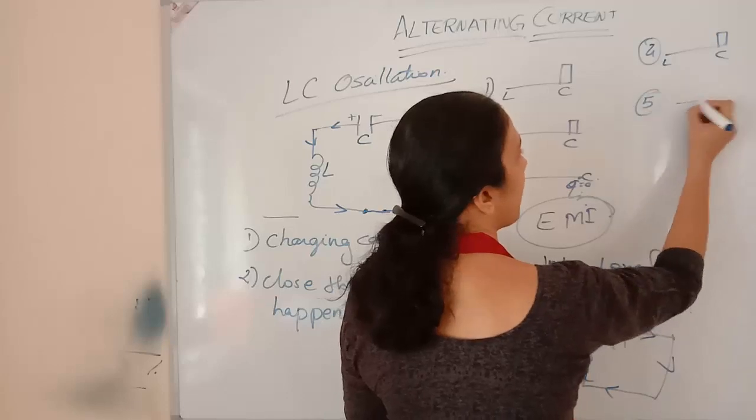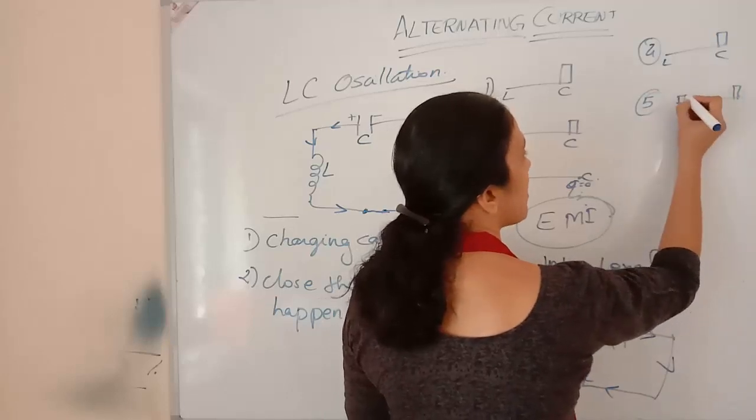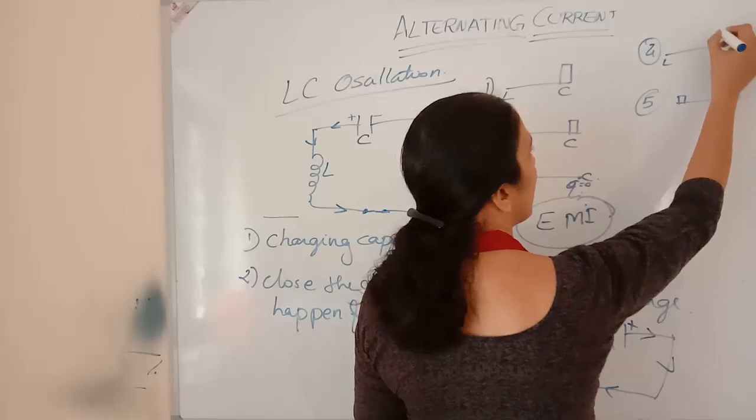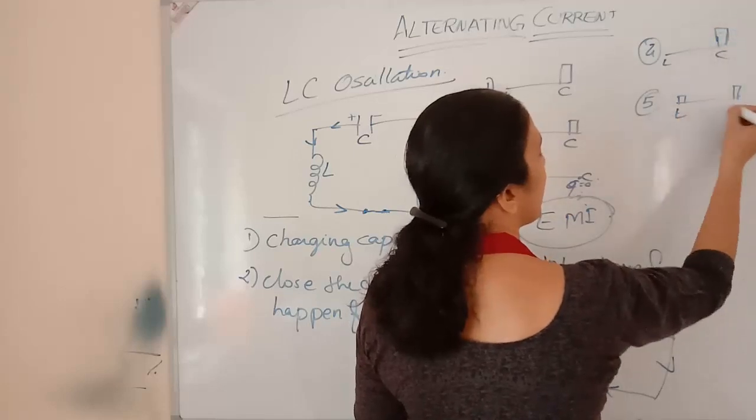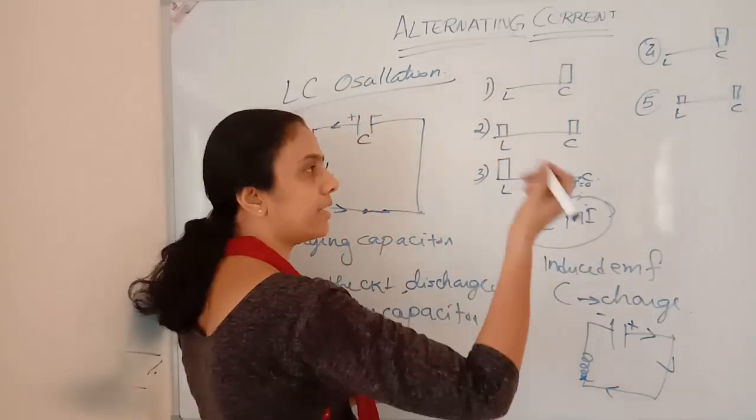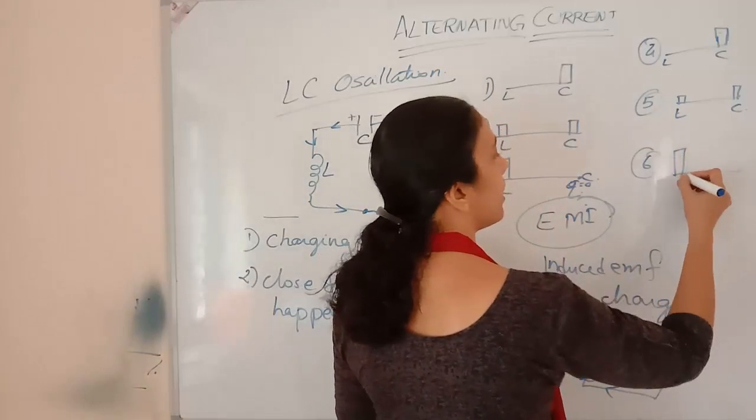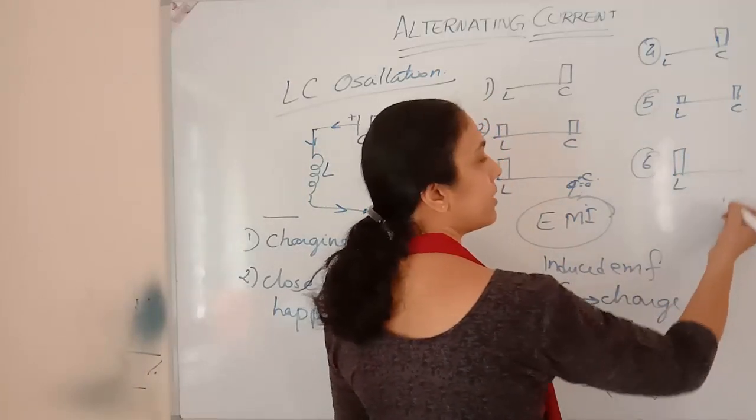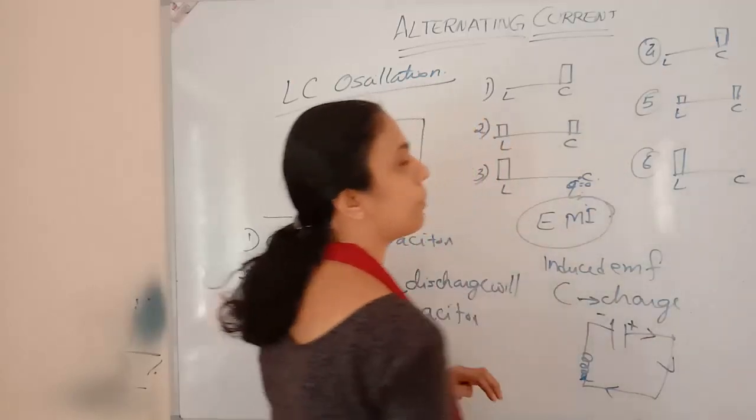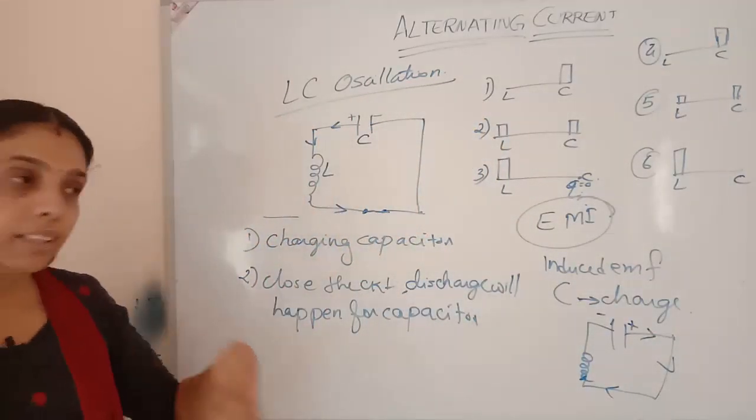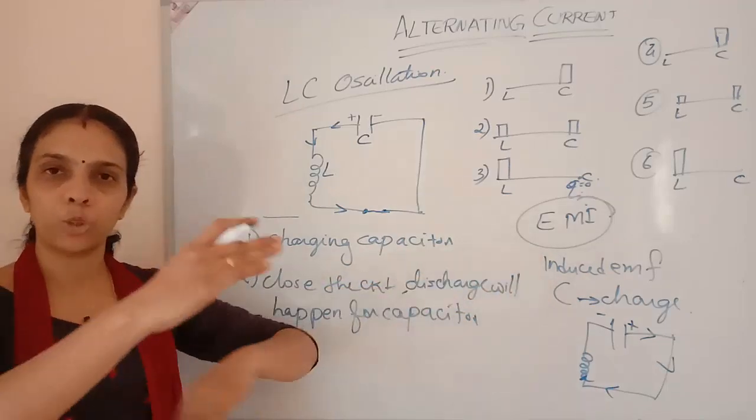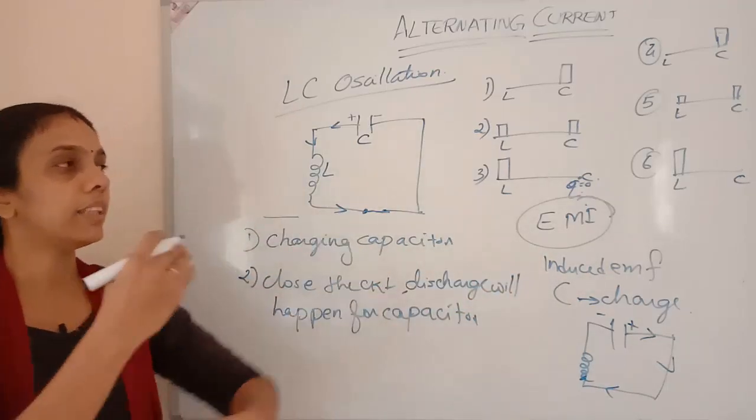Next, the capacitor charge is reduced and the charge of the inductor is increasing. Then at the sixth stage, fully it will be going to the inductor, and in the capacitor no charge will be there. Again electromagnetic induction will happen, so this process will be continuing.